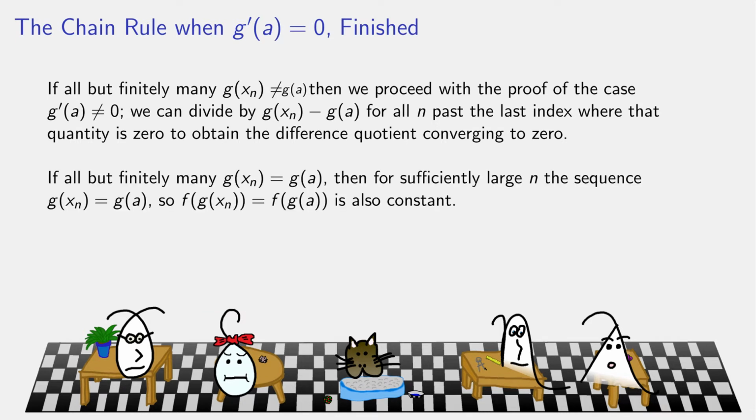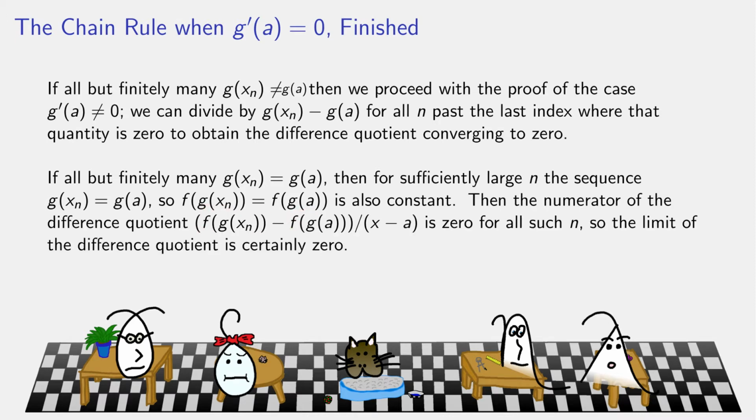Suppose you kind of have the opposite problem. Past a certain point, every single g of xn is g of a. So only finitely many times is g of xn not equal to g of a. If I go far enough into the sequence, all I see over and over again when I do g of xn is just g of a, g of a, g of a, which means f of g of xn past a certain point is really just going to be f of g of a over and over again. It's a constant sequence because g of xn is constantly g of a.